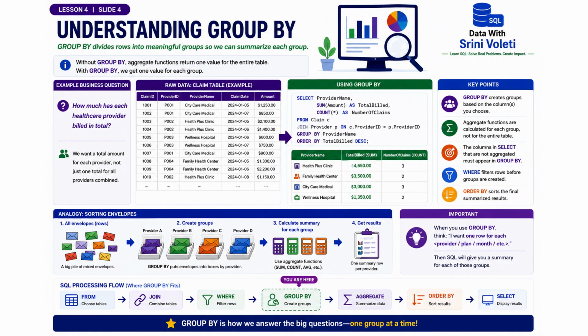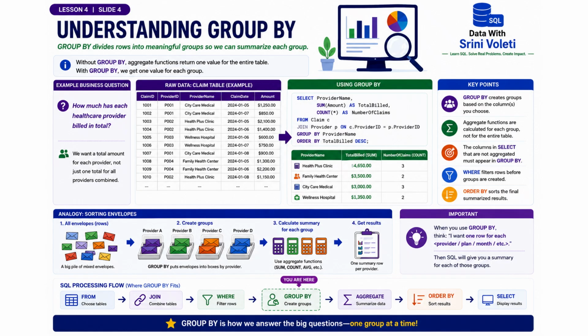Now let's walk through the slide together. Look at the table in the center. This is our raw claim data. Each row represents a single insurance claim. Some rows belong to City Care Medical, others belong to Health Plus Clinic, others belong to Wellness Hospital. At this point, everything is mixed together. There are no groups.